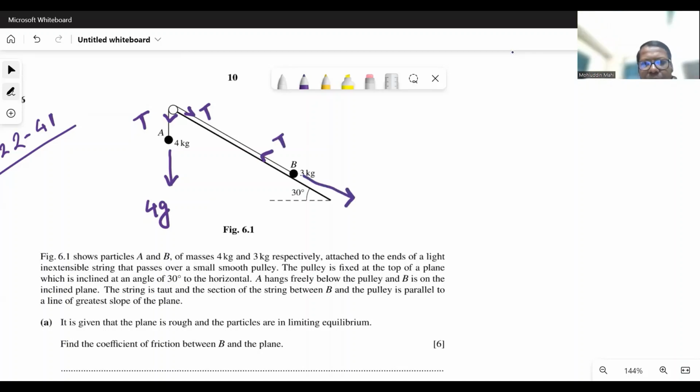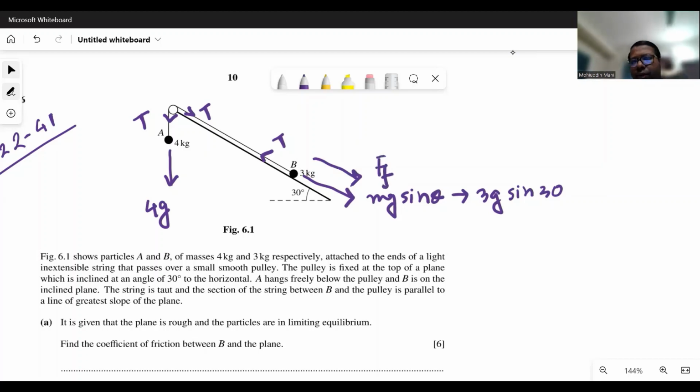In this direction, the component of weight, mg sine theta or 3g sine 30, and also frictional force. So these are the forces. Now regarding tension, in my earlier videos, I've always said that tension always acts inward. So here in this pulley and in this object B, the tension will always act inward, and thrust always acts in the outward direction.